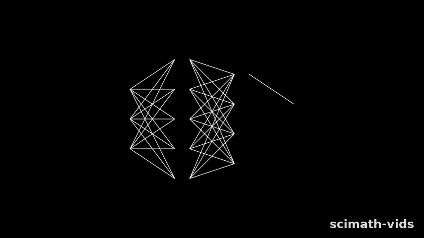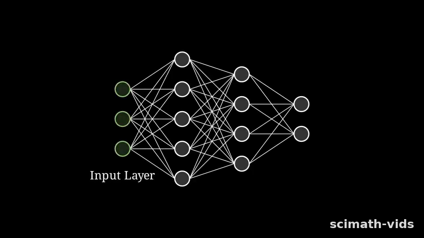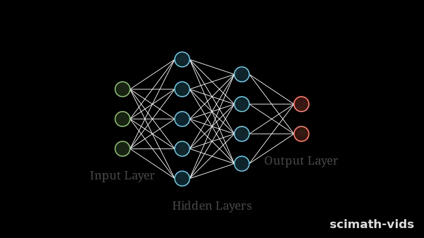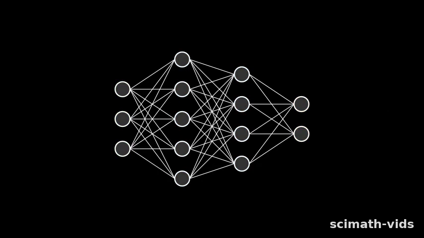These neurons are organized into layers. An input layer receives raw data, hidden layers perform computations, and an output layer provides the final result. Neurons in one layer connect to those in the next, forming a complex web.